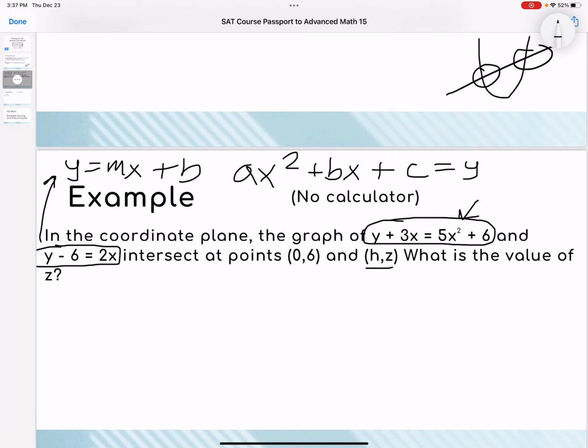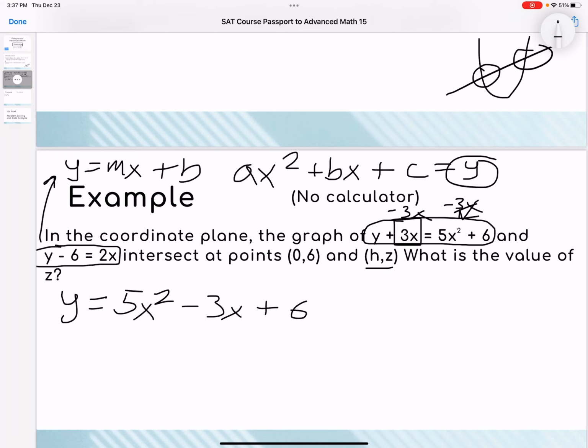So let's start with our quadratic equation. It looks like the only thing we need to do to get that y alone is just move that 3x to the other side. In doing that, we will subtract that 3x from each side. Go ahead and show that up there, and then we'll rewrite it down here. So now we've got y equals 5x squared. That was already on the right side. And now we subtracted that 3x, so minus 3x, and then plus the 6 that was there.